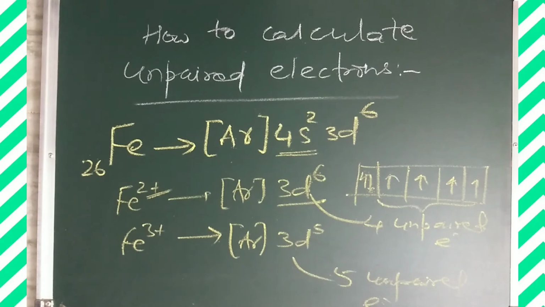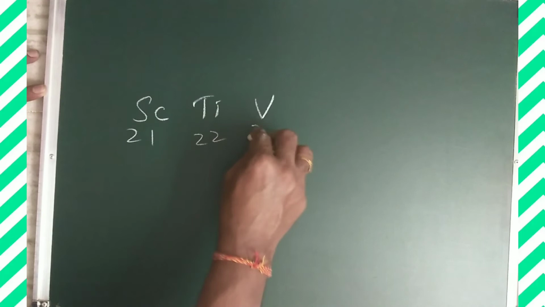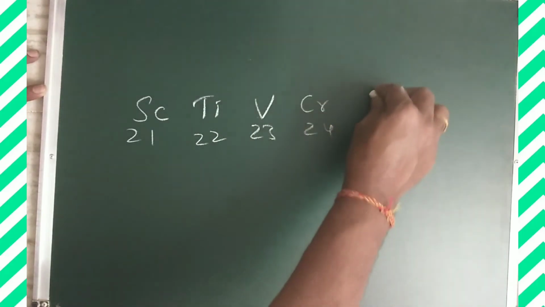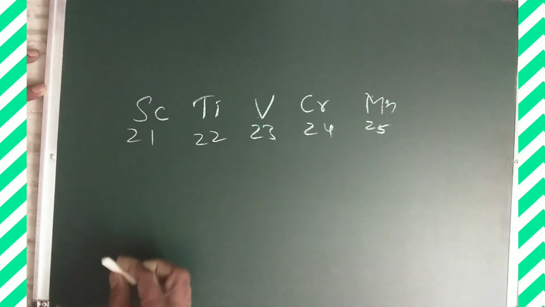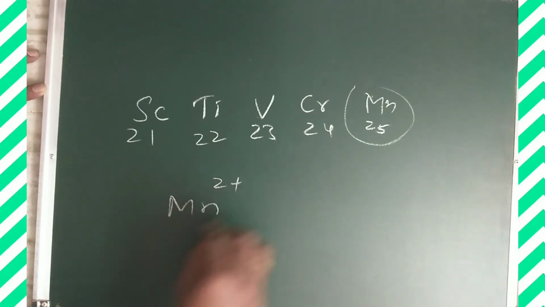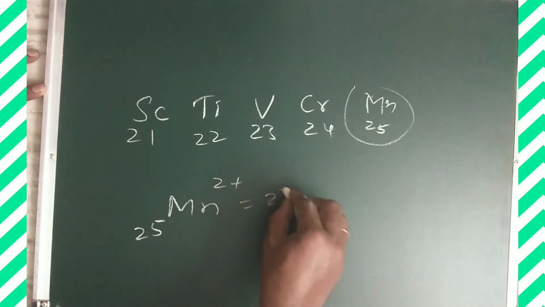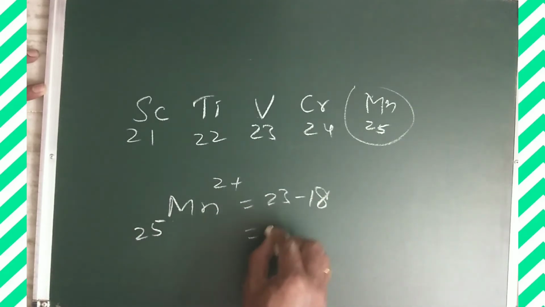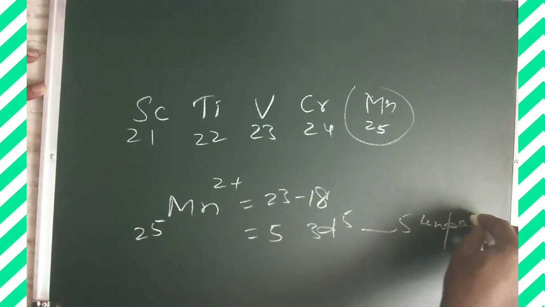Now I am giving you a trick which will help you to solve the questions. The trick is simple. Just remember these atomic numbers: scandium 21, titanium 22, vanadium 23, chromium 24, manganese 25. Suppose they ask you what is the unpaired electron in Mn2+. Manganese is 25, so you have to subtract 2 from it. 25 minus 2 is 23. From 23 you have to subtract 18 of argon. So it will be 5, so it will be 3d5. So it will have 5 unpaired electrons.